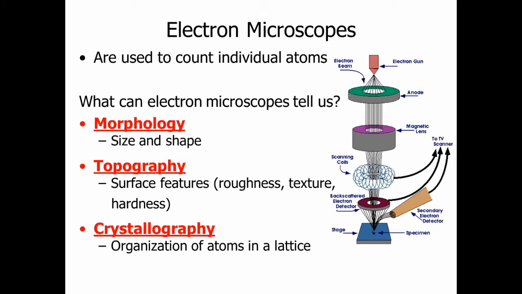All right, so electron microscopes, what can they tell you? They can tell you about the morphology of a surface, which is its size and shape. The topography: imagine one of those 3D maps that comes out of the wall that tells you where the high altitude mountain ranges are versus the valleys. You can do that with your samples too. You can find out more about what the texture of a surface is like, how rough it is, how hard it is. That's the topography. You can also learn about crystallography, how the atoms are organized, another technique besides X-ray diffraction.